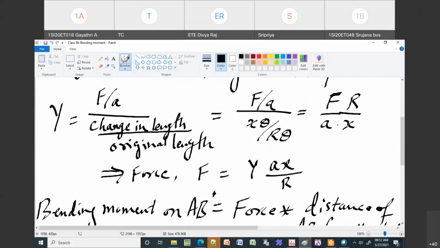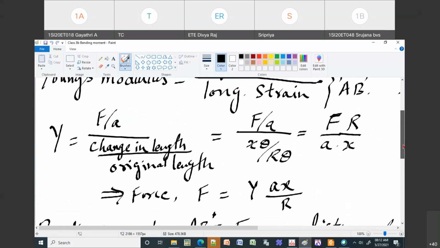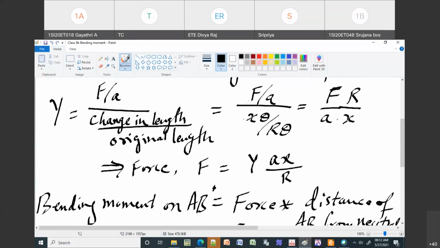So you get finally something like y is equal to F times r by A into theta. Okay, so this is what you get. So from that you get force. Force is nothing but you just cross multiply. Okay, you keep y on the left hand side, and then you send your A x to the left hand side numerator, r to the denominator. Okay, so now you got this force.